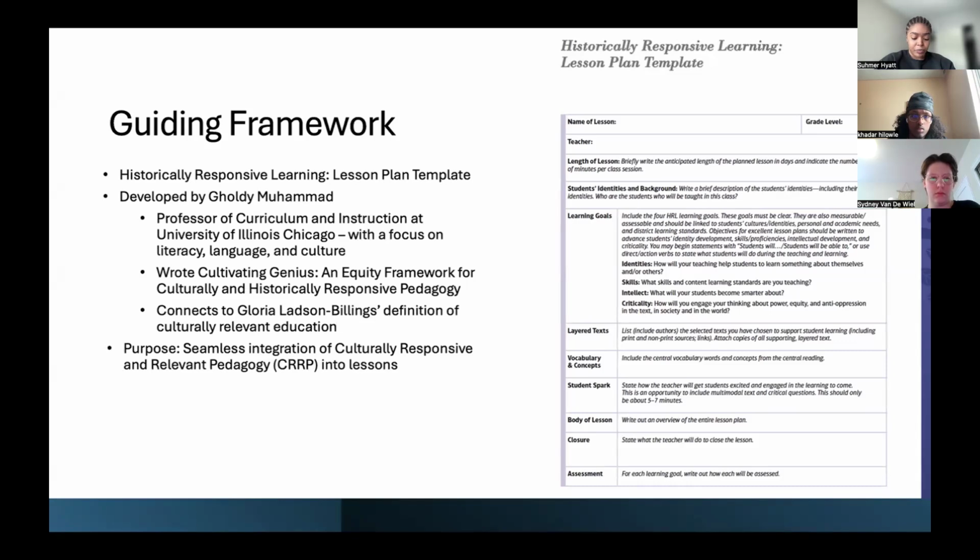Culturally relevant education has been proven to improve student motivation, self-esteem, efficacy, and success. The purpose of this template is to seamlessly integrate culturally responsive and relevant pedagogy into lessons. It includes sections such as student identities, where they're from in a cultural context and their backgrounds, and learning goals in relation to their identities, skills, intellect, and criticality. Basically, major takeaways from the lesson and how it impacts their critical thinking, as well as student spark, which is just an alternate way of saying a minds-on or a mental set.